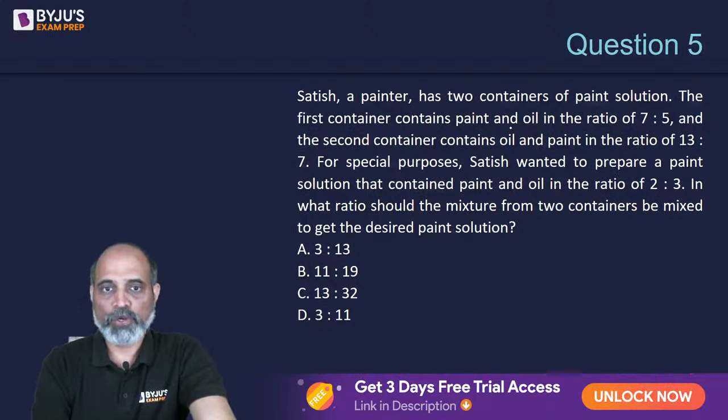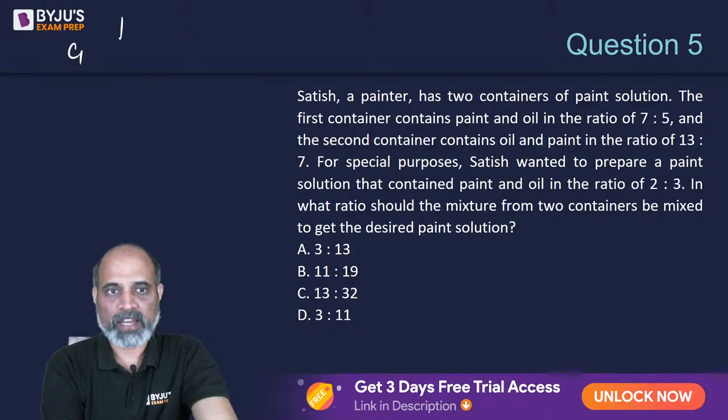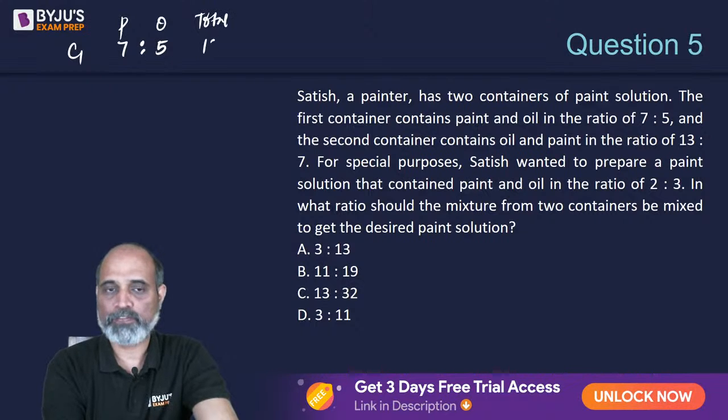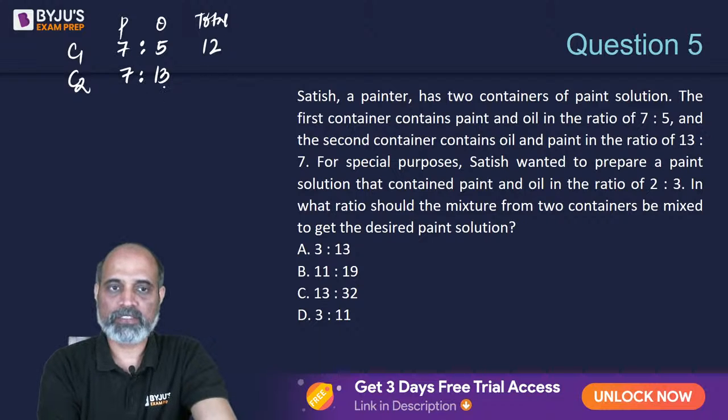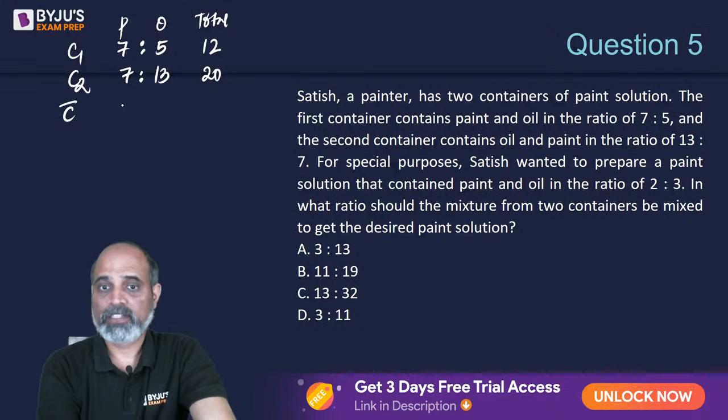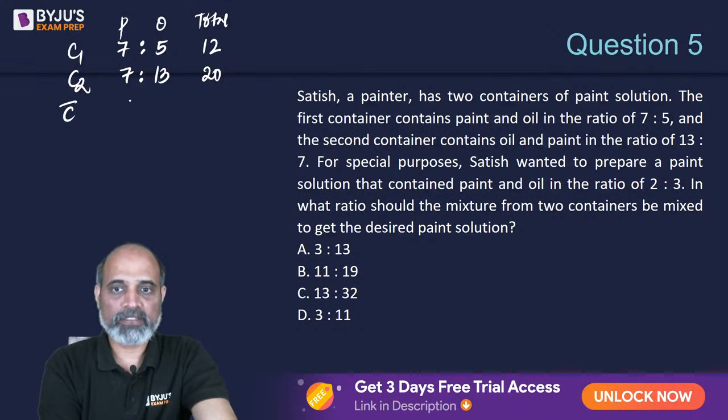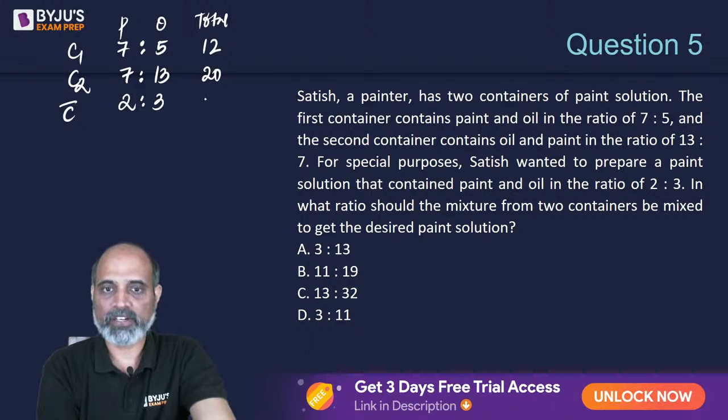So if you look at the first container, and if you talk about paint and oil, paint is 7, oil is 5. So total is 7 plus 5, 12 units. If you look at the second container, oil is 13 and paint is 7, so this is overall 20. If you look at the average of both the containers, the paint part is 2 and the oil part is 3. So they are in the ratio of 2:3 and the total is 5.